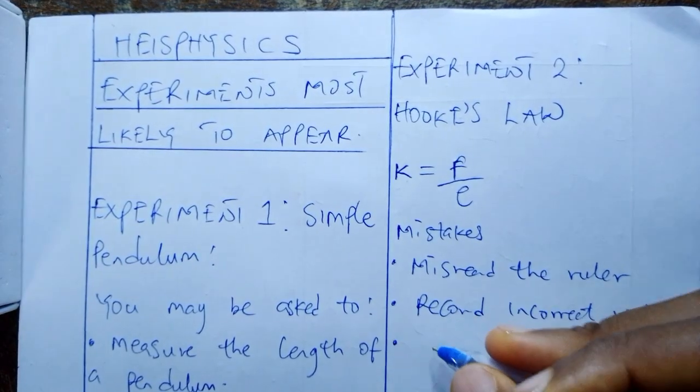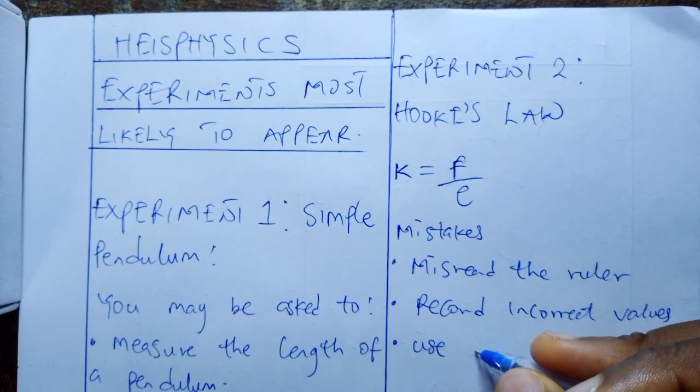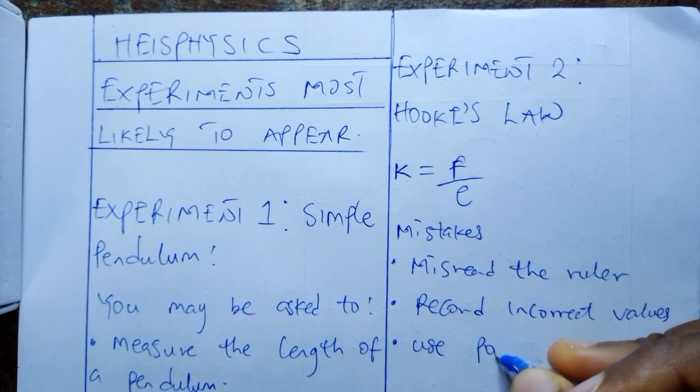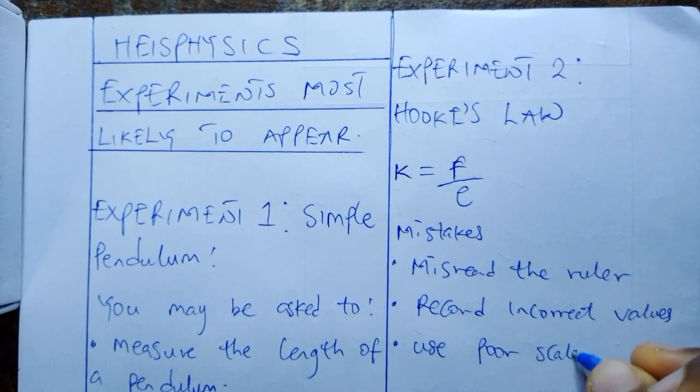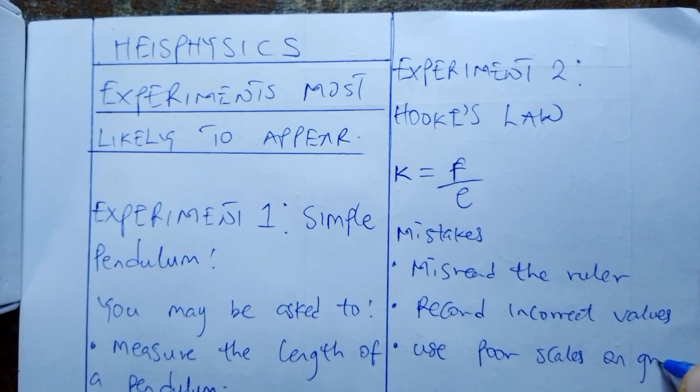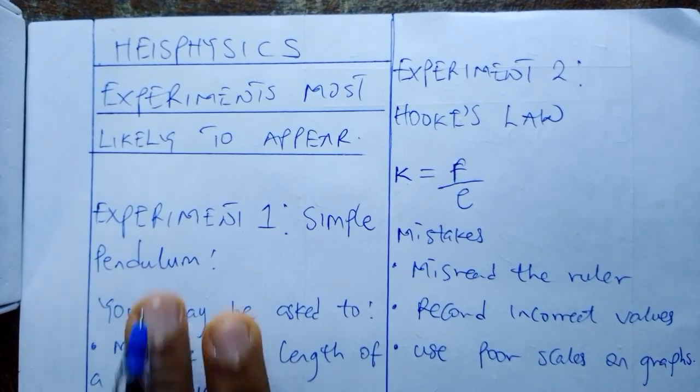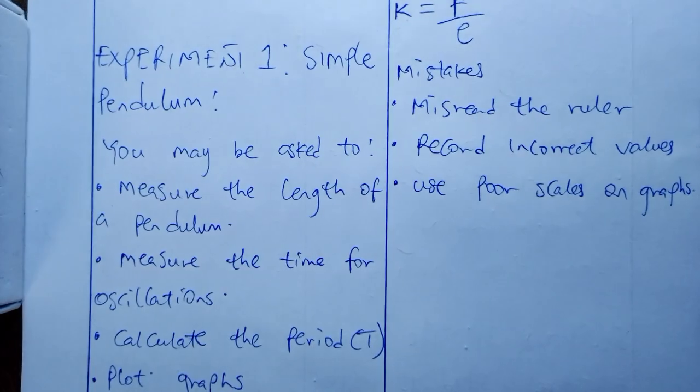And they use poor scales on graphs. These are the common mistakes that students make for your Hooke's law experiment. Always double check your readings, very important.